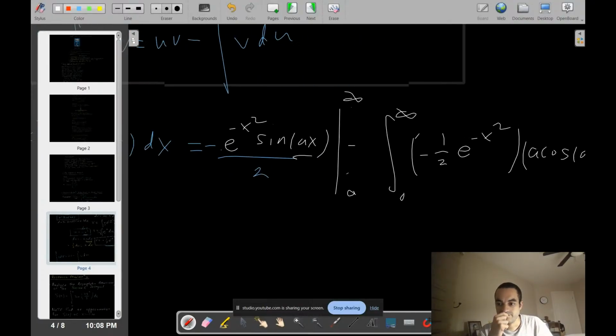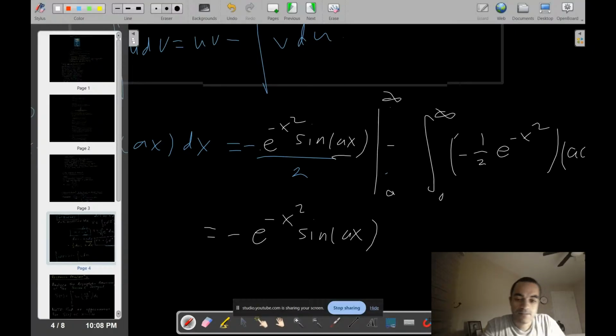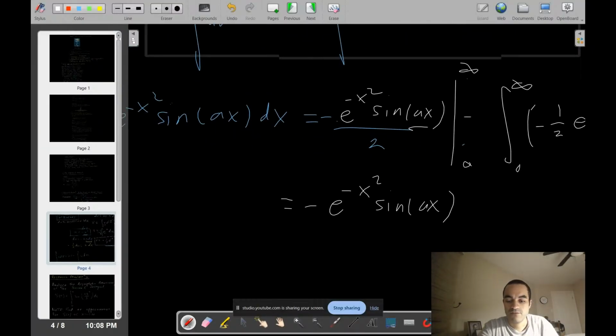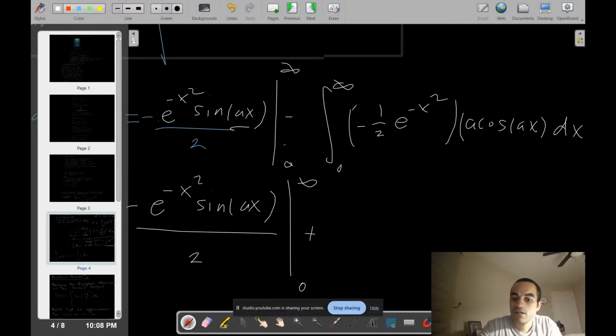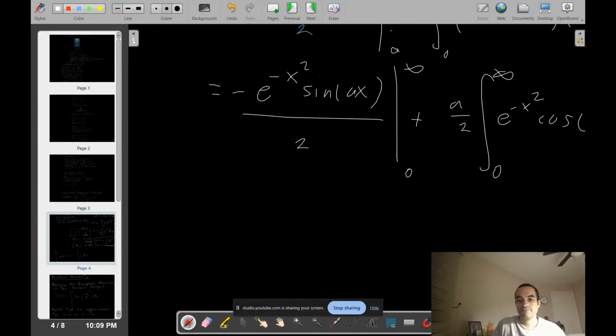Pretty cool stuff. And then this is just going to be equal to this, right? We can clean this up: negative e to the negative x squared, sine as a function of ax, all divided by 2, limits of integration going from 0 to infinity, plus 1 over 2a. So this is positive a over 2, integral from 0 to infinity of e to the negative x squared times cosine as a function of ax dx.